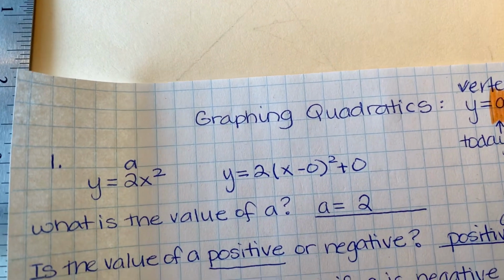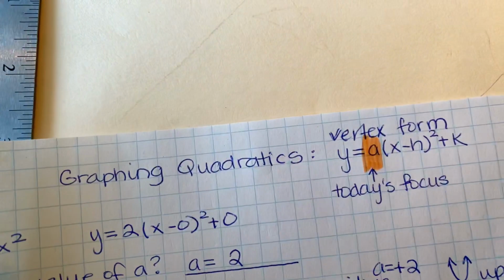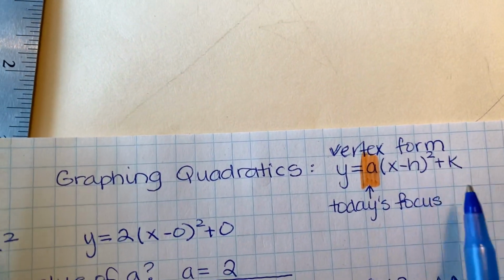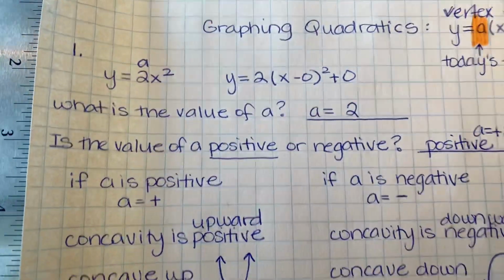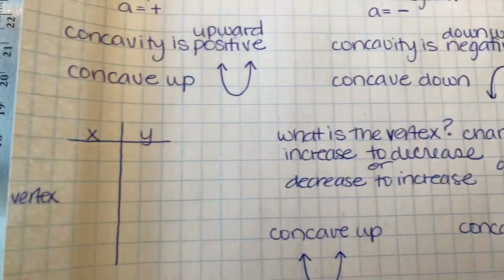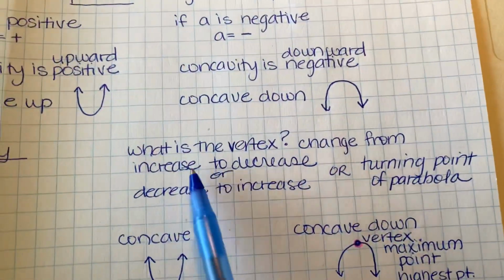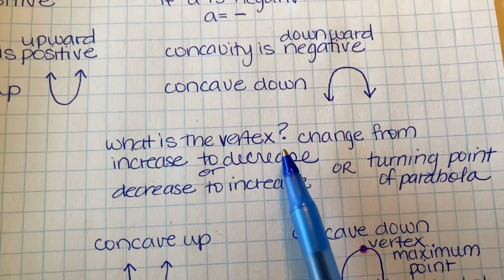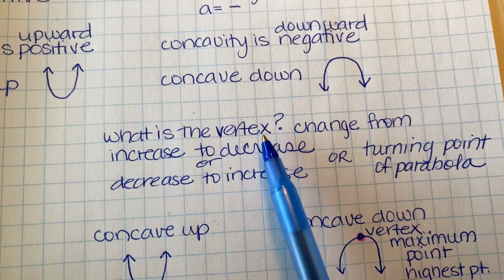Okay, so here we go. So for today, since we're just focused on the a, all of our examples, the h and the k value are 0, so our vertex is going to be 0. Okay, we're going to fill this out, but first of all, what is the vertex? It's a point. It's a very important point in a parabola.